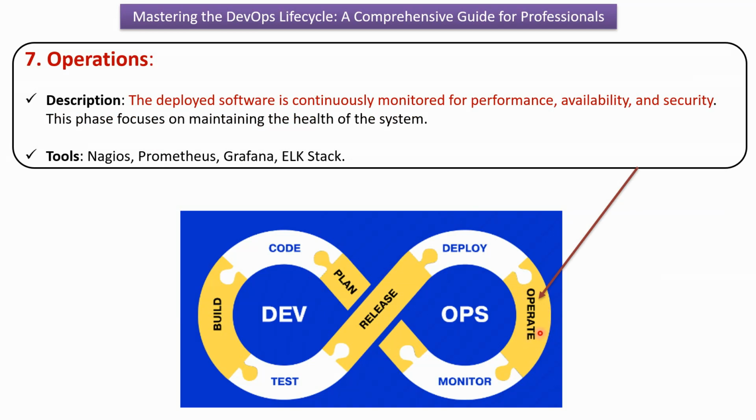Phase 7 is operation. In this phase, deployed software is continuously monitored for performance, availability, and security. This phase focuses on maintaining the health of the system. Tools used are Nagios, Prometheus, Grafana, and the ELK stack.